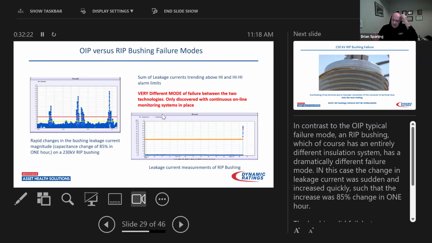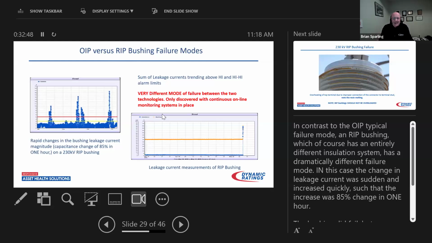And what you see here is increasing leakage current, which represents an increasing capacitance change, 85% in 1 hour. That's the difference in the failure modes between OIP type bushings and RIP bushings. So the RIP bushing here failed. Now, the good news is it did not explode. That's the good news in all of this.